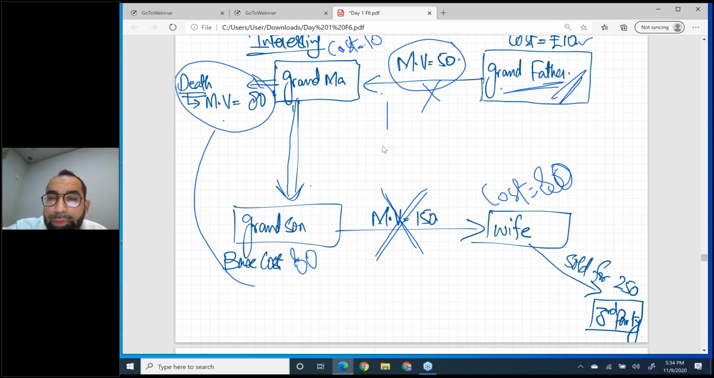Examiner says that the wife sold the asset, that she got the asset from her husband, and that the grandson inherited this asset from grandma. Reverse story. So the reverse story is difficult. Right now I told you the story in a very easy form, so don't expect the same easy format in the exam.